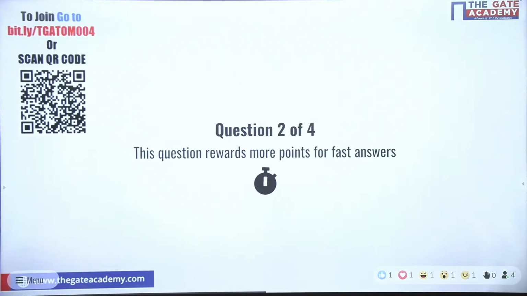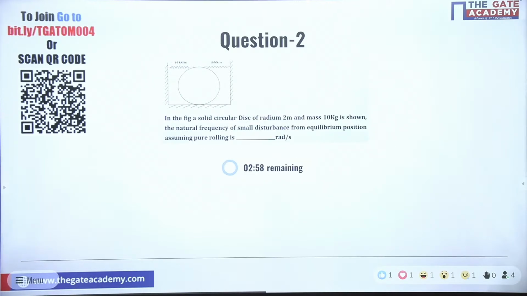Okay, let's go to the second question. Please try this one. I hope we can do this. In the recent GATE examinations, you may see these kinds of questions a lot. You might have seen all these kinds of questions, the rolling problem. Many of us may do it with the energy method also, but I recommend the torque method.